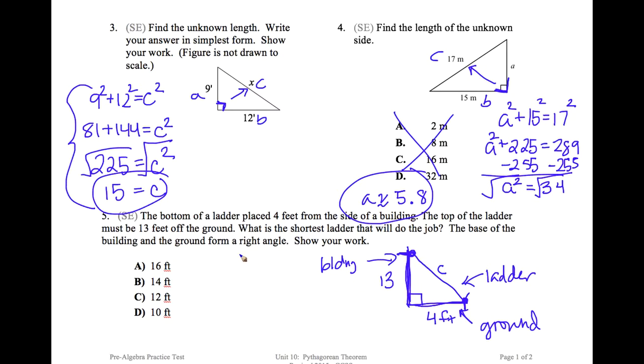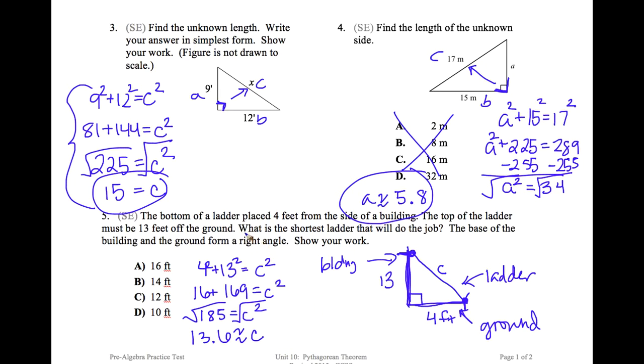So I need to see the shortest ladder that I can buy. So we'll say 4 squared plus 13 squared equals C squared. 16 plus 169 equals C squared. 185 equals C squared. Square root each side. And what we get, square root of 185 equals 13.6.